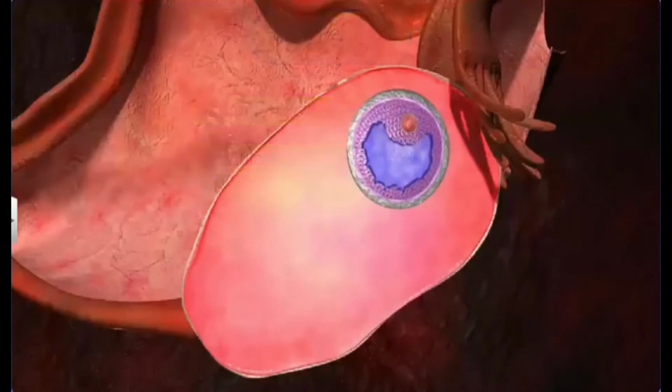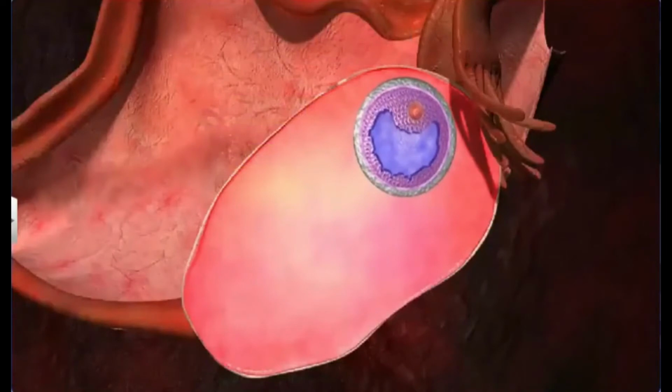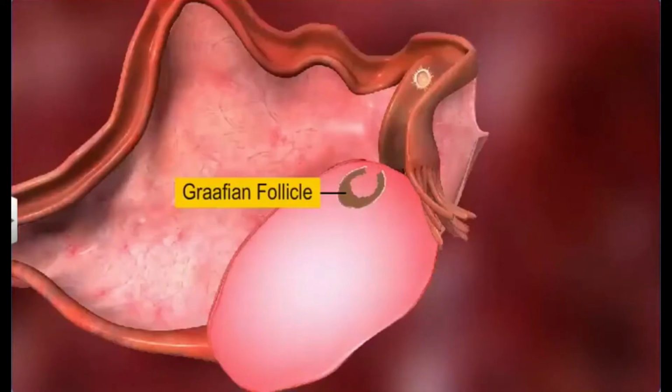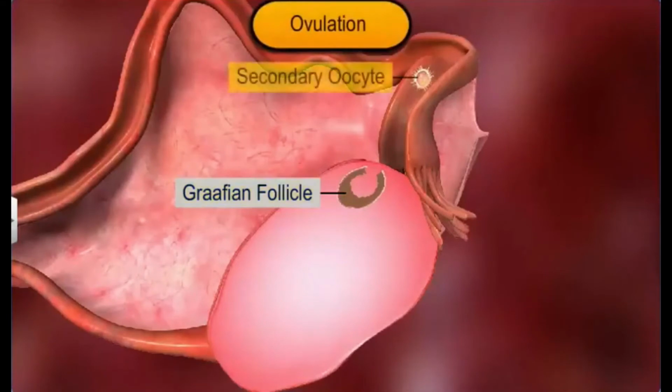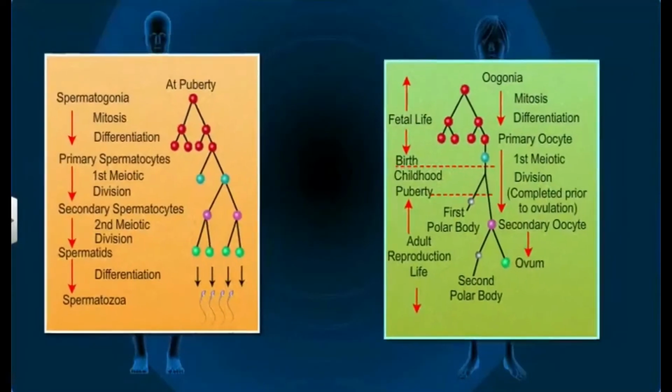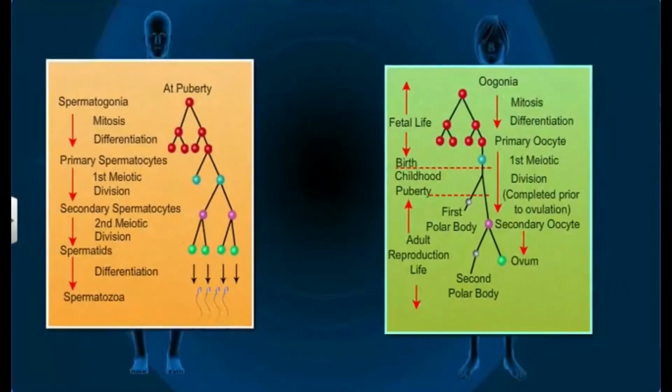The secondary oocyte, or ovum, is released from the Graafian follicle when it ruptures due to a surge of LH in the body. This process, called ovulation, causes the oocyte, or ovum, to be placed in the oviduct, where it awaits fertilization by sperm. In this way, the ovum and sperm are formed through a long and intricate process of gametogenesis.